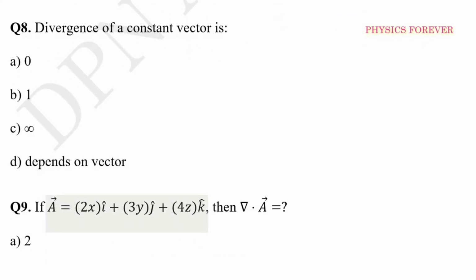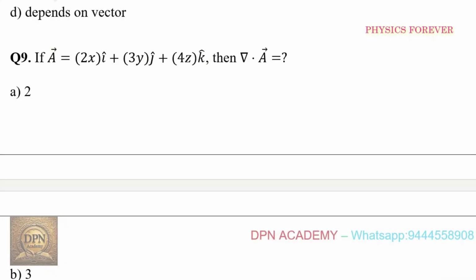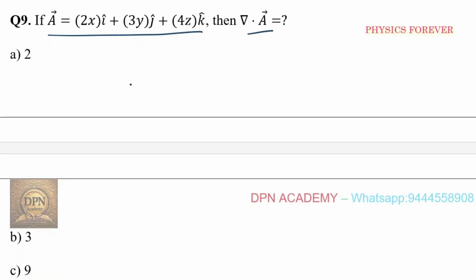So question number 8, the divergence of a constant vector is 0. There should be a constant, so option A is correct. Then question number 9, if A is given, then del dot A, the same formula we have to use. We know del, just substitute that A, then find out which one is correct.